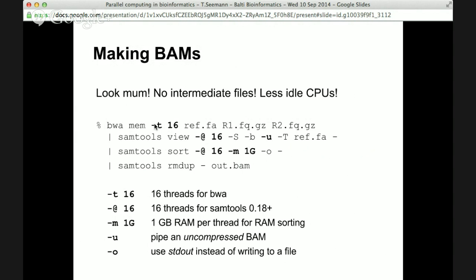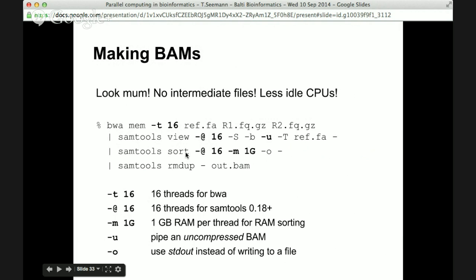Because BWA mem outputs a SAM file, we pipe that directly to SAMTools view to convert it to a BAM. Notice SAMTools supports multiple CPUs these days, and we also pipe it as an uncompressed BAM, because we don't want to bother compressing it before we sort it, since we'd just have to uncompress it again. The minus sign at the end says put it to standard out.